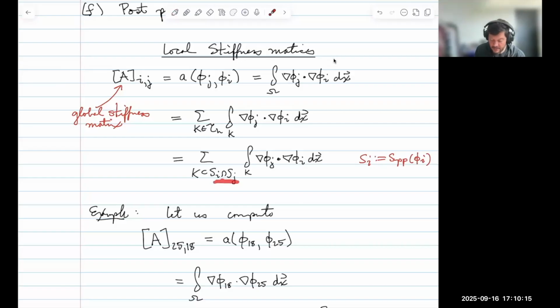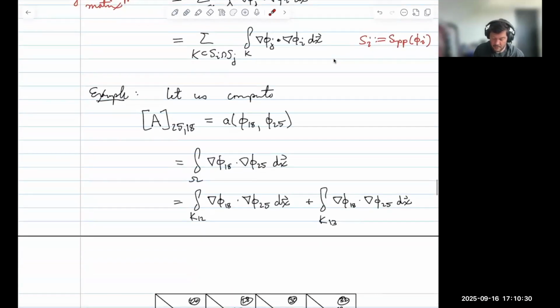Right? I only have to look for triangles that are in those intersections. But the important point here is that I can take this integral over this whole domain and break it into integrals over triangles. Okay, so let's look at an example that we had previously.